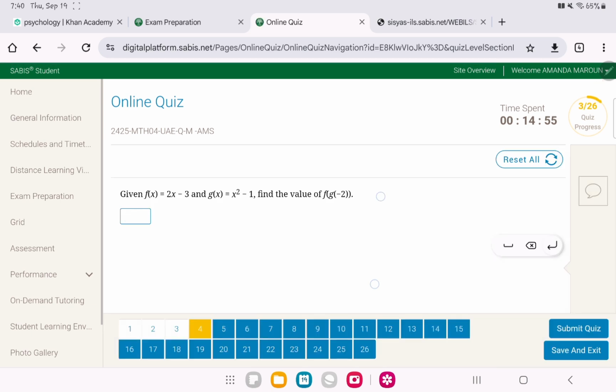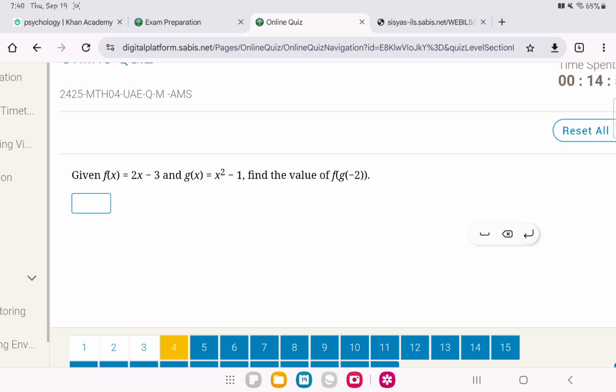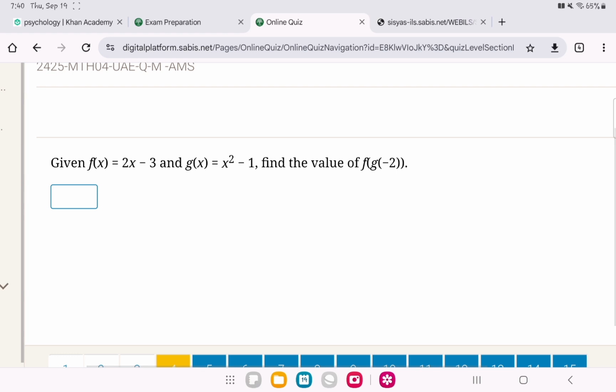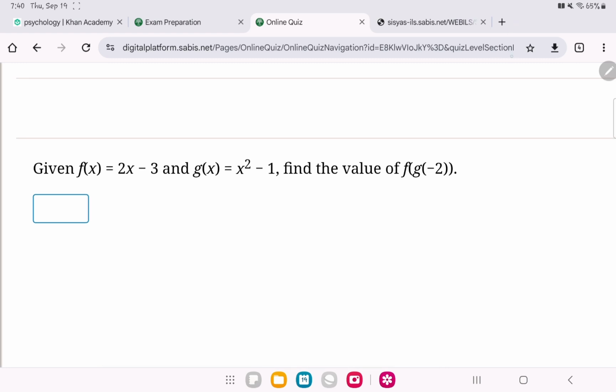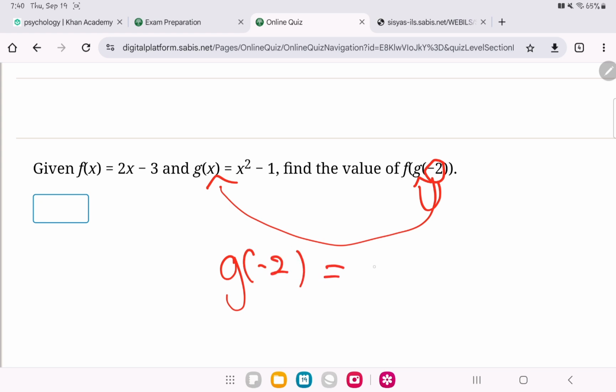Question number 4. This is very important. Given f(x) is equal to 2x minus 3 and g(x) is equal to x squared minus 1, find the value of -2 g f. Just follow the order it's given. They gave you minus 2 here. So you substitute it in the g. So you take the minus 2 and you substitute it in the g. So now g(-2) is equal to (-2) squared minus 1. Minus 2 squared is 4, so 4 minus 1, it is 3.